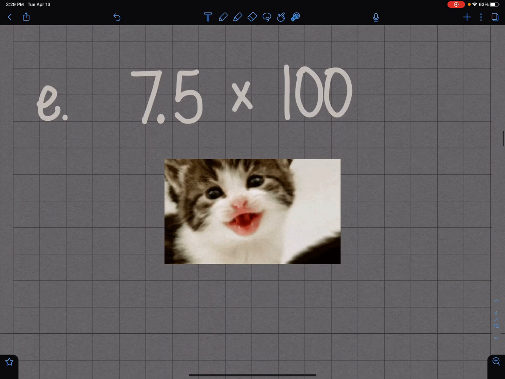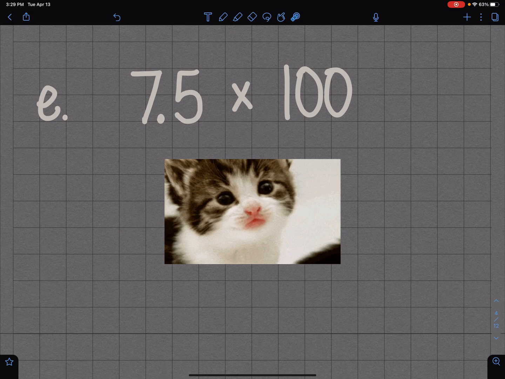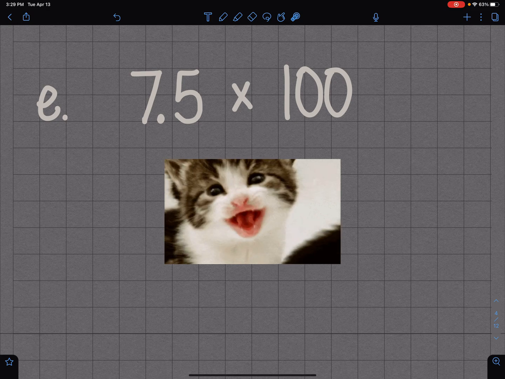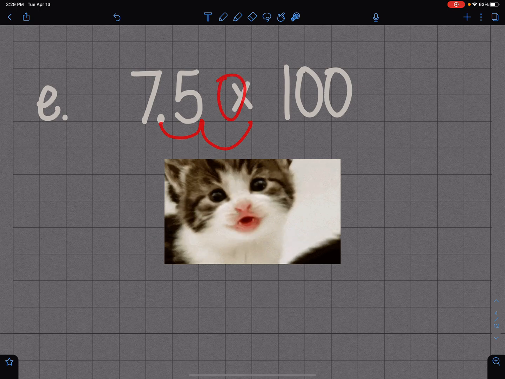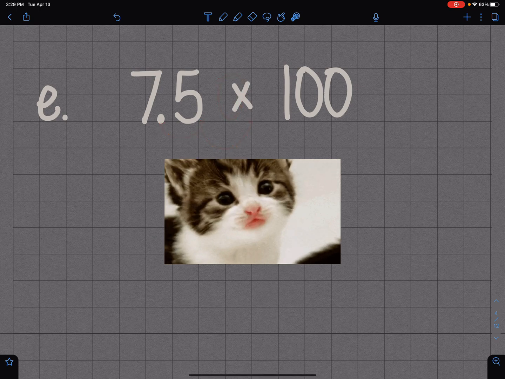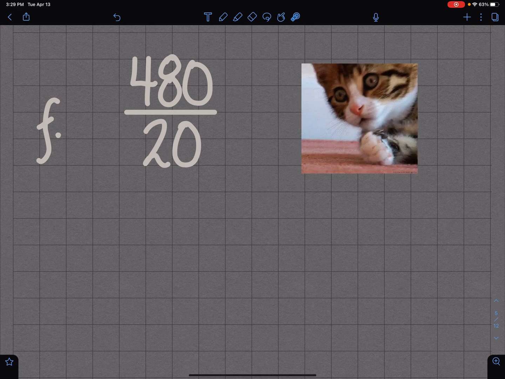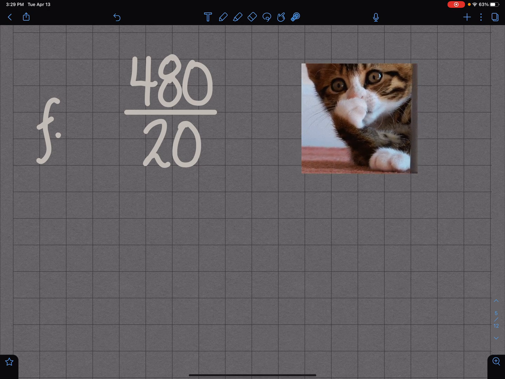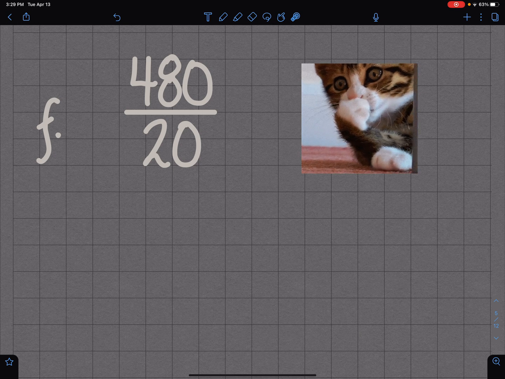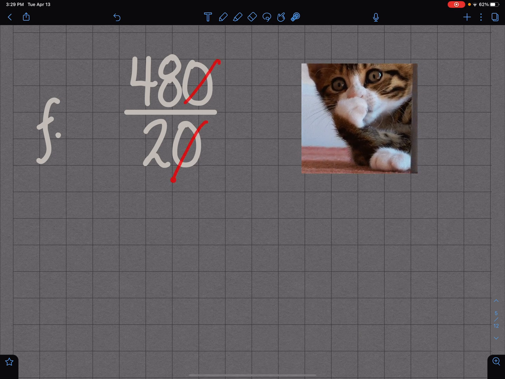Okay, what is 7.5 times 100? You're going to be making that number bigger, right? Okay, and then F. What is 480 divided by 20? Remember, when it's the same on the top and the bottom, you can sort of cancel out one of those numbers.